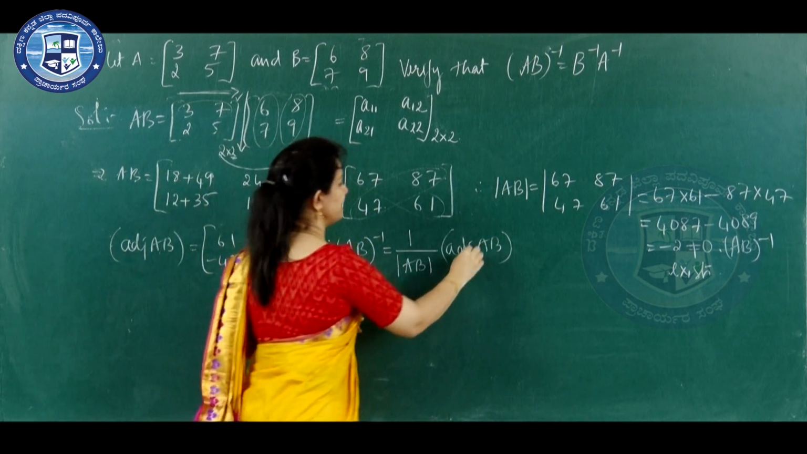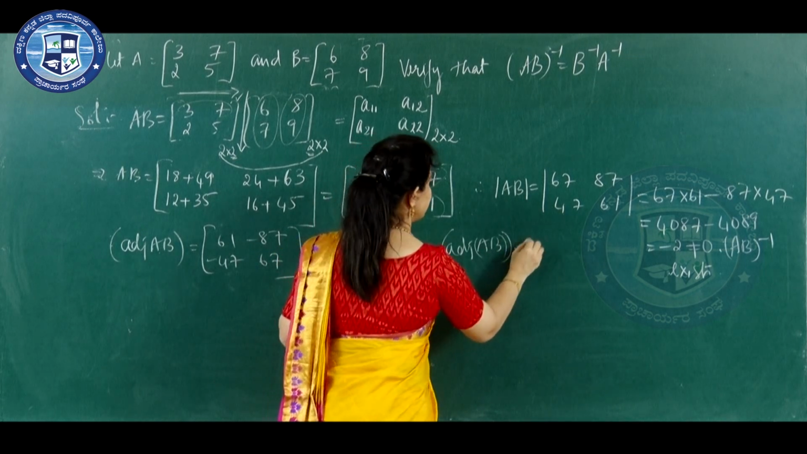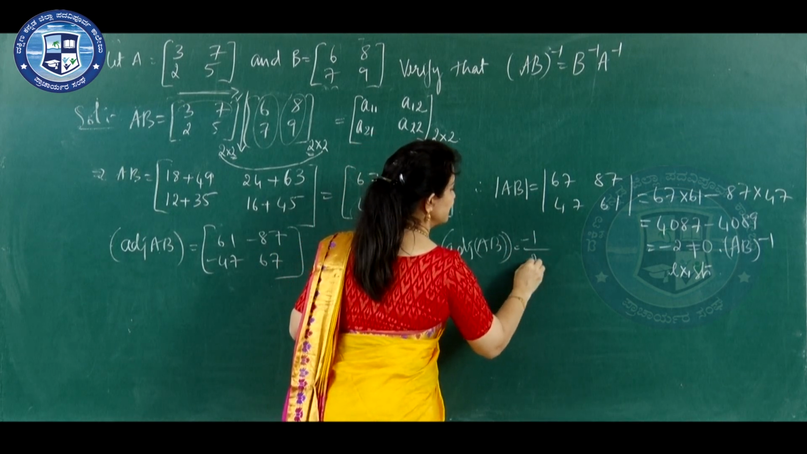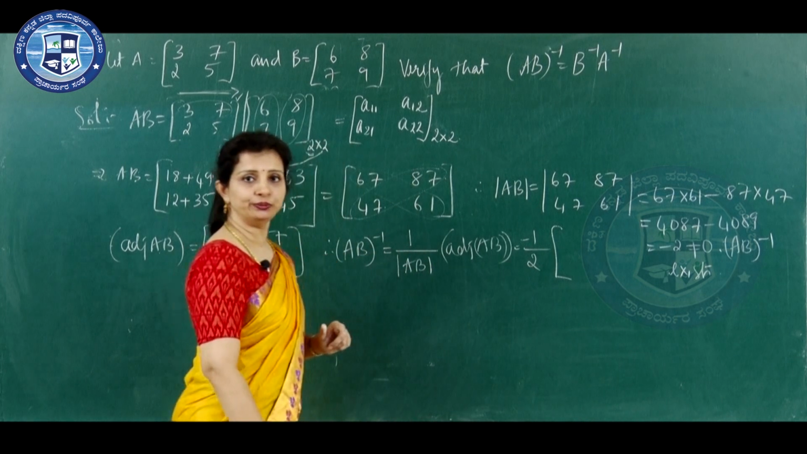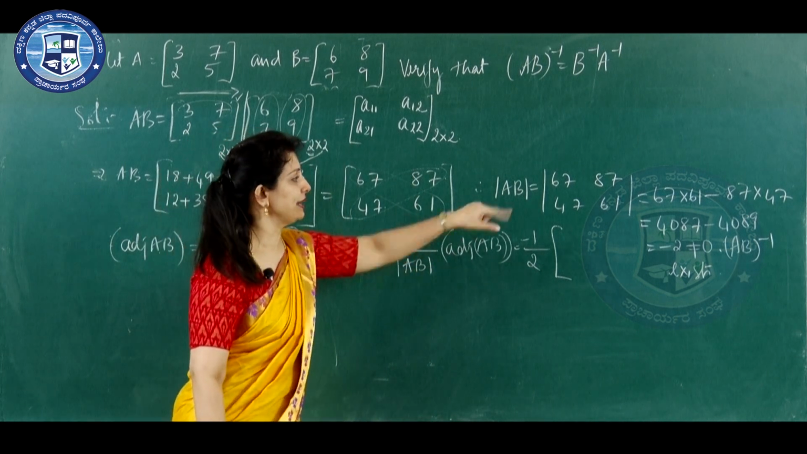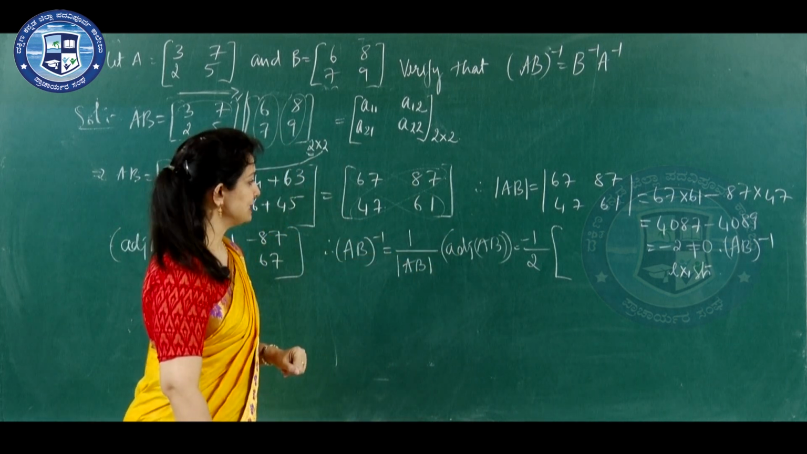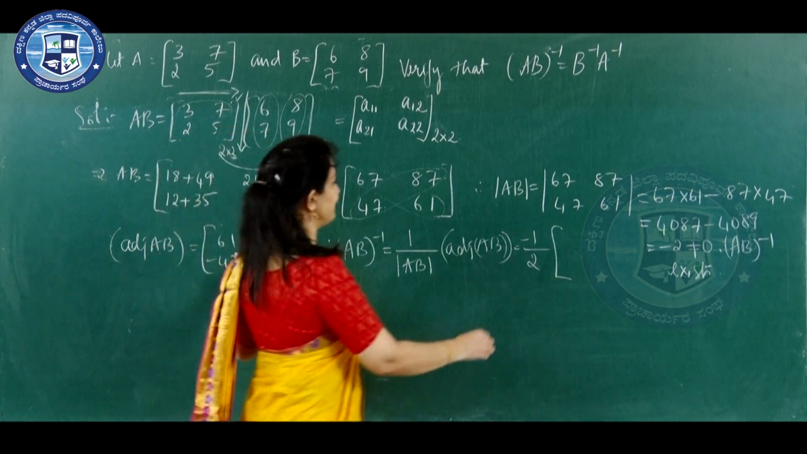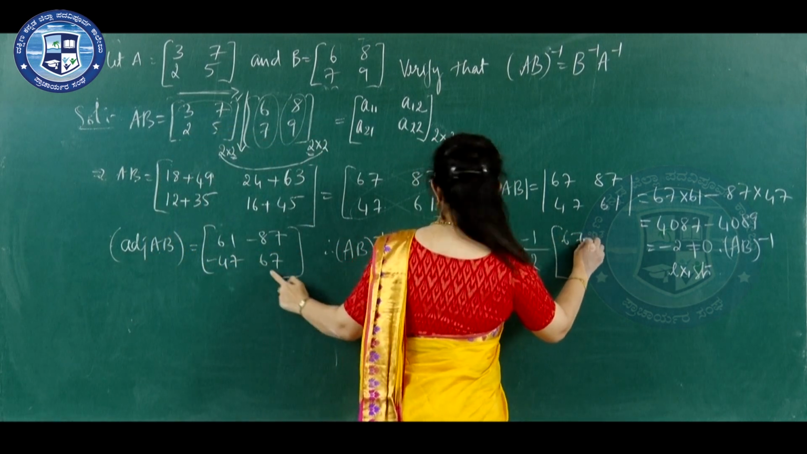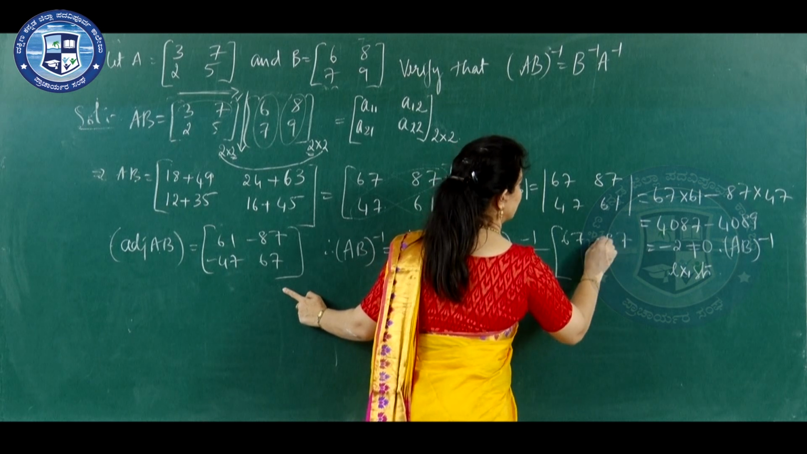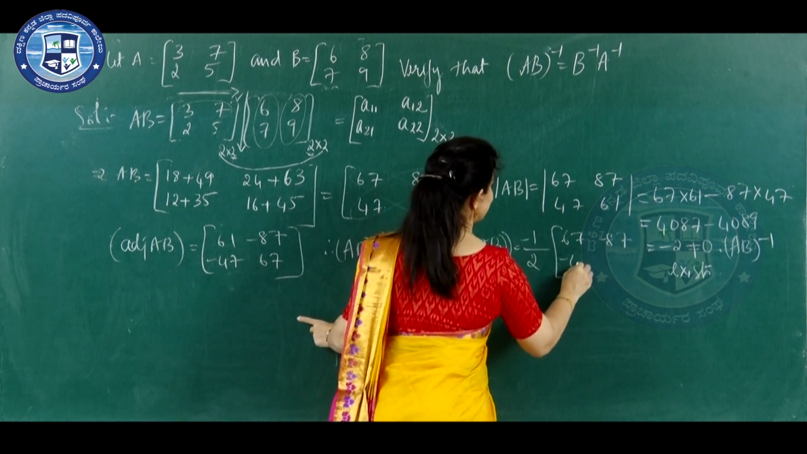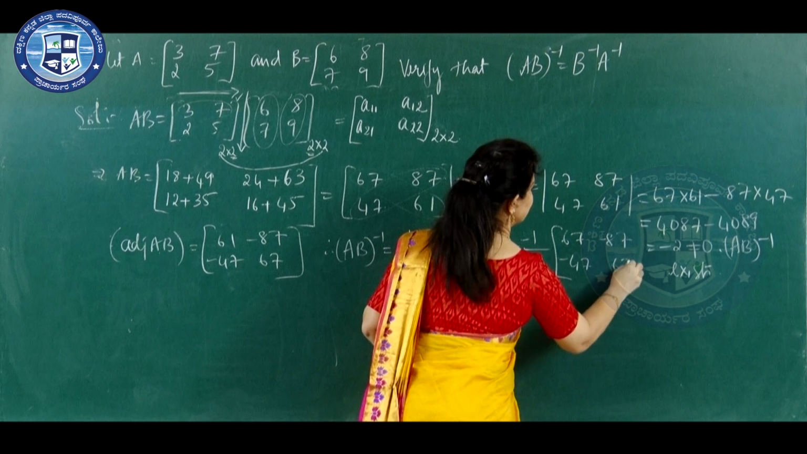What are these? 1 by determinant AB into adjoint AB. It is 1 by minus 2. So, minus 1 by 2 into determinant AB is minus 2. 1 by minus 1 by 2 into adjoint AB, here we got 67, minus 87, minus 47, 67.